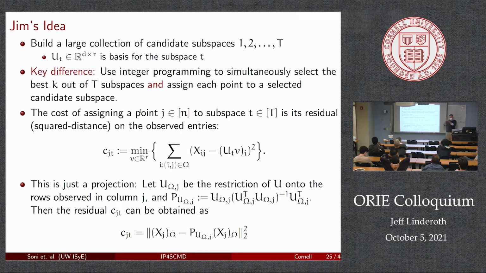I'll write the formulation in a second, but given this formulation, I need to know how much it is going to cost me to assign a point to a candidate subspace. We can compute that by projecting onto the coordinates of the point that I know. It's just a projection problem, so there's a closed form solution for this optimization problem. Any questions on this? The notation is a little wonky, but hopefully the geometric idea is clear.